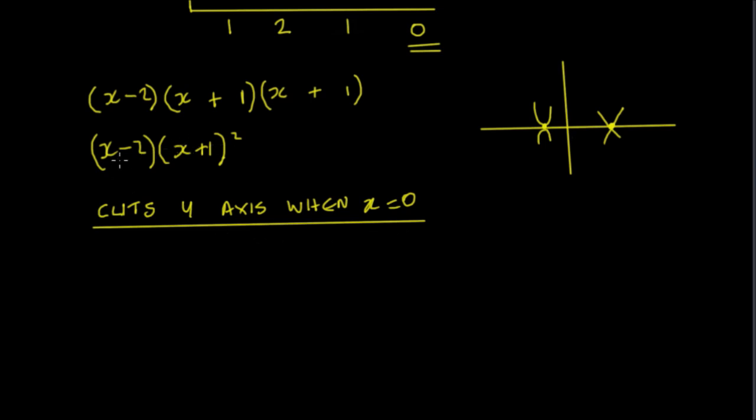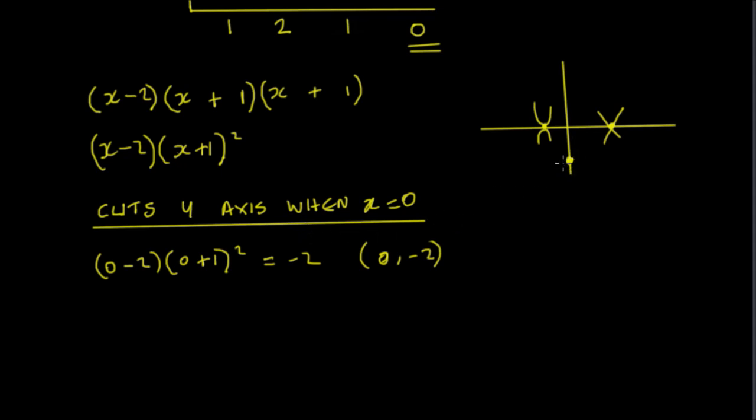So when x is equal to 0, we're going to just have 0 minus 2 times 0 plus 1 all squared. So it's going to be minus 2 times 1, which is equal to minus 2. So the point it crosses the y-axis is going to be at 0, minus 2. So we can go 0 and go minus 2 here. So it cuts the axis here.